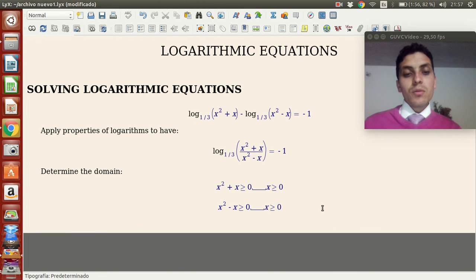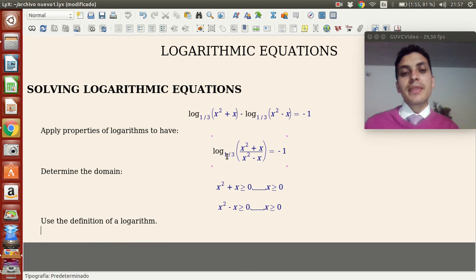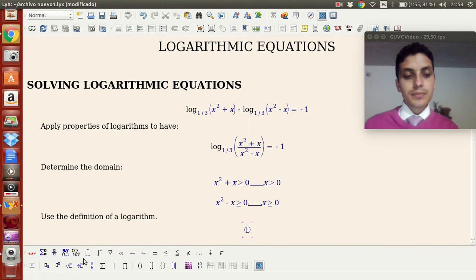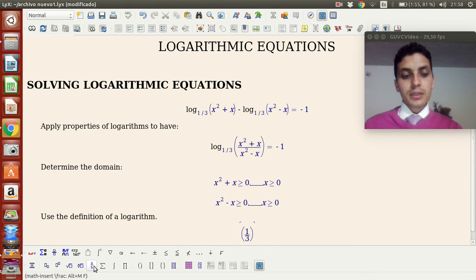Okay, now we have here the expression. We're going to use the definition of a logarithm. What is the definition of a logarithm? That the base raised to the logarithm should be the argument of the logarithm, or the power. So we're going to set that this is the base, 1/3, to the power of -1, equals the argument of the logarithmic function.